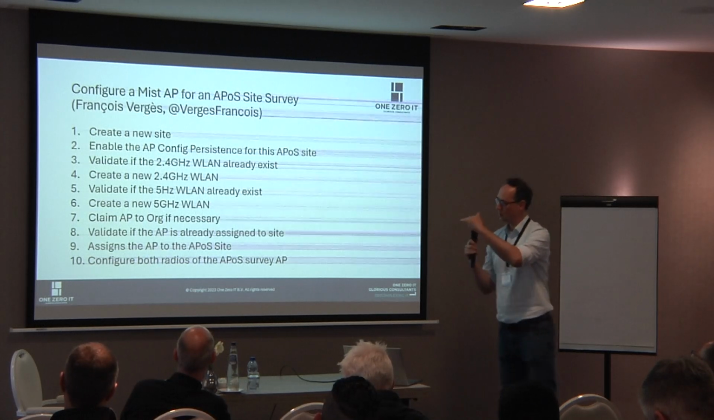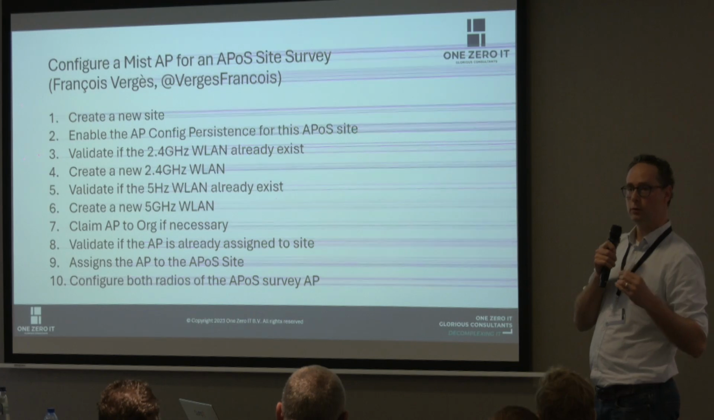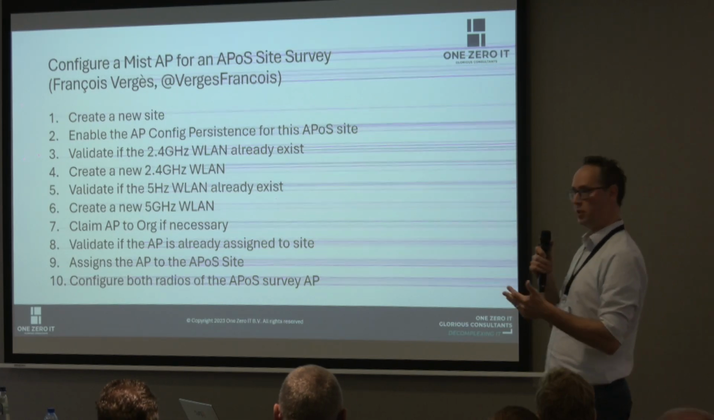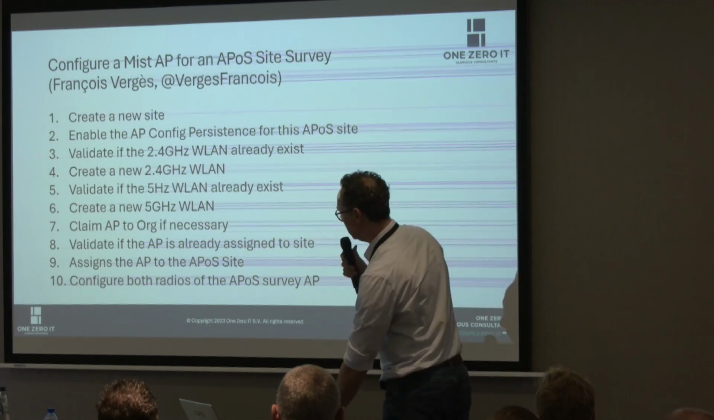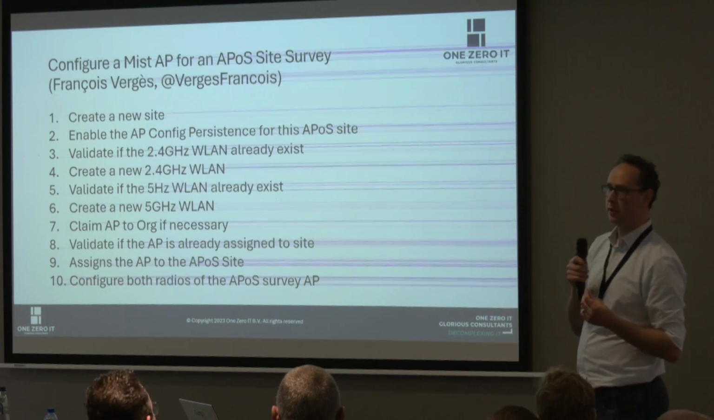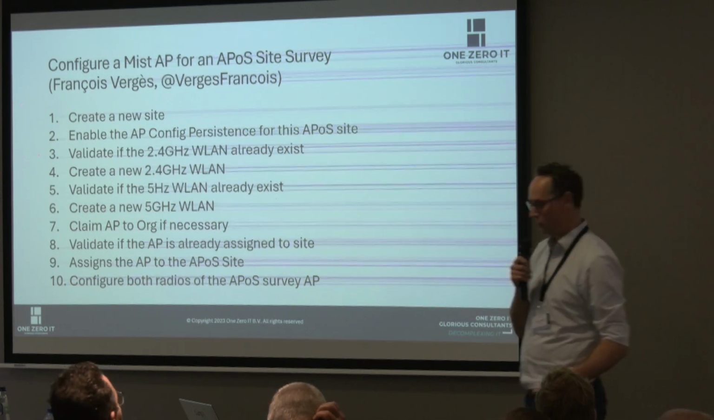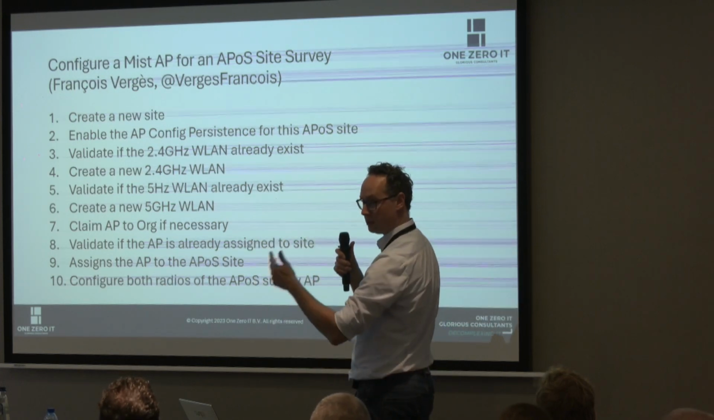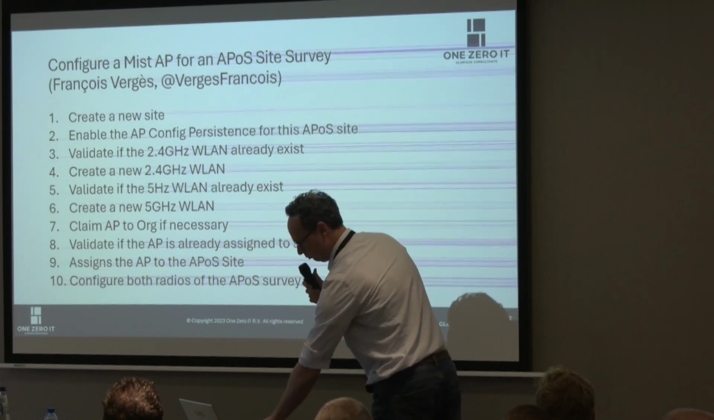So here you can see all the steps, where we also do the validation. Is it there? No, create. Is it there? Yes, continue. So coding can help you with the validation steps. You just give it a list of, okay, is it this, is it this, is it this, then do Y.